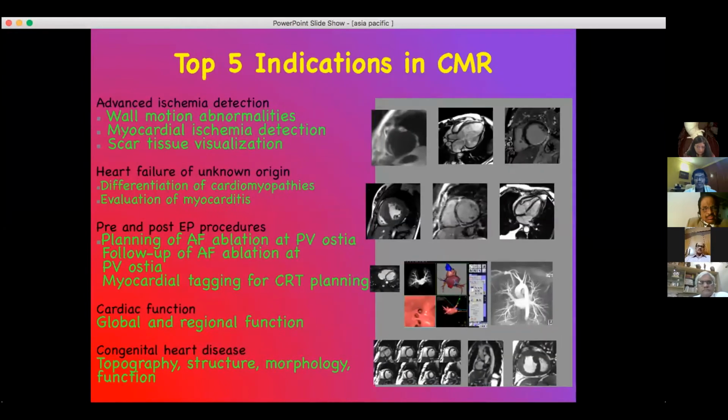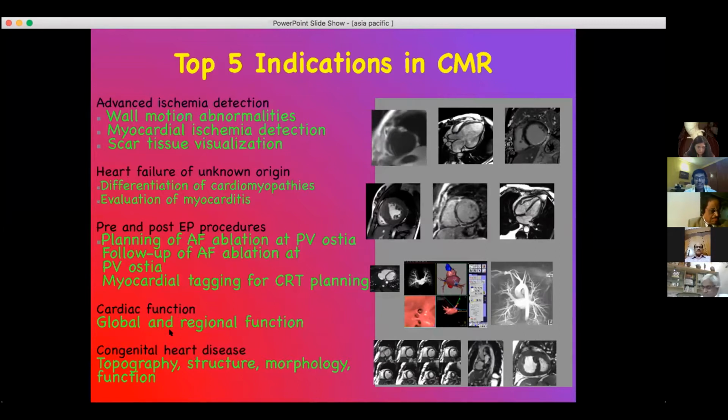Now, the top 5 indications in CMR are, first, advanced ischemia detection, both for wall motion ischemia and scar tissue. Second, heart failure, where MRI is almost like a gold standard, and there are very few other techniques that really compete. Third, electrophysiology, both for the planning and follow-up of patients post AF and VT ablation, where MR is a very important tool and is being used increasingly in electrophysiology labs.